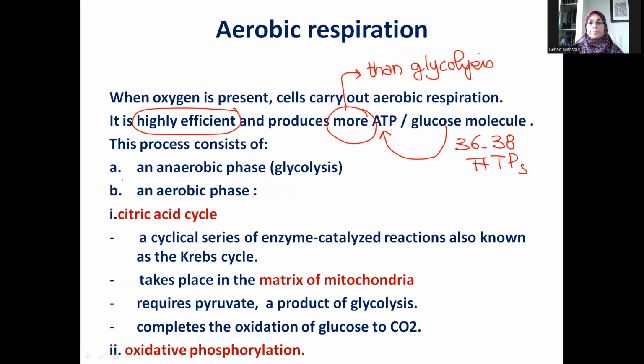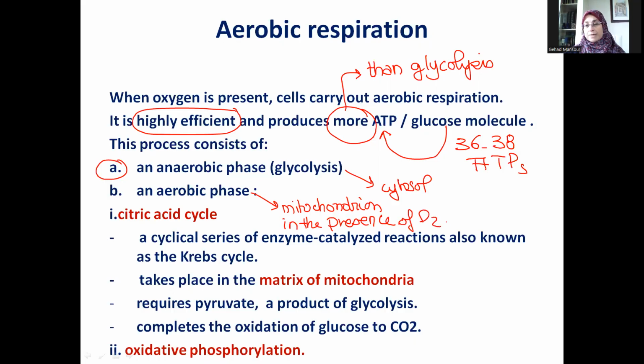And as we said, although the process itself as a whole is called aerobic respiration, yet it consists of an anaerobic phase called glycolysis in the cytosol, and then we have an aerobic phase. The aerobic phase should be in the mitochondria. As we said last time, the aerobic phase occurs in the mitochondrion, and it should be in the presence of oxygen. And we said that oxygen is the final electron acceptor in the ETC, in the electron transport chain.